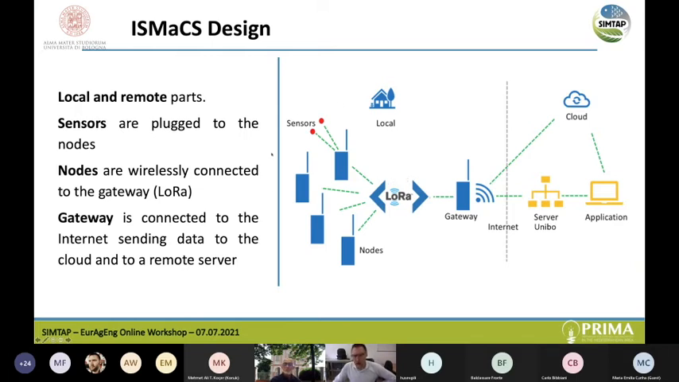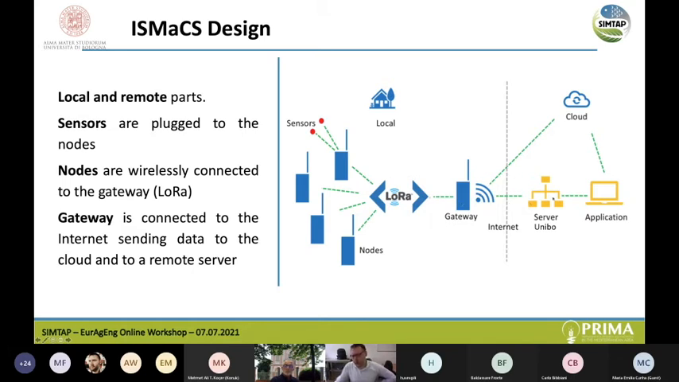I will not go very much into the details, but basically the system consists of a node which is collecting data from different sensors. The good thing is that we only have one node and one gateway which can collect data from different sensors. Which means if we add a tank, if we add a pond, the system is completely scalable, flexible, and can be easily implemented.